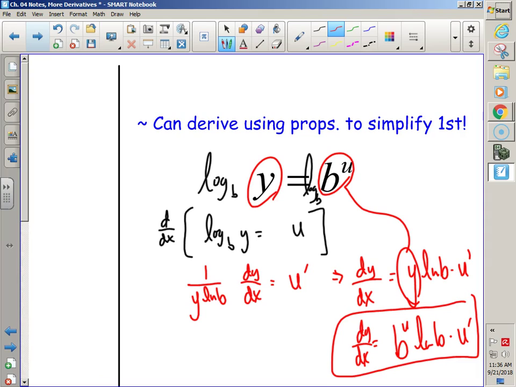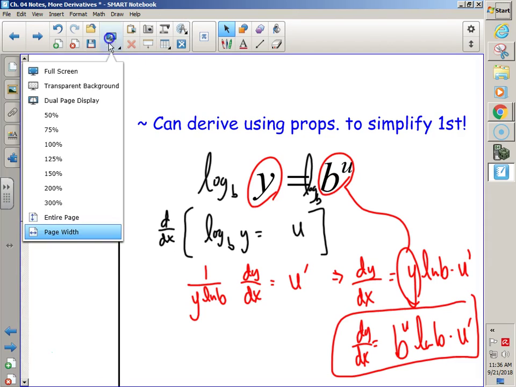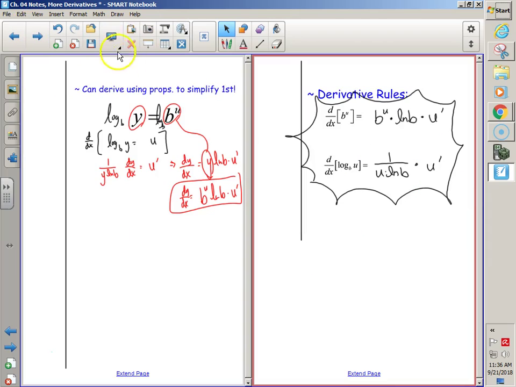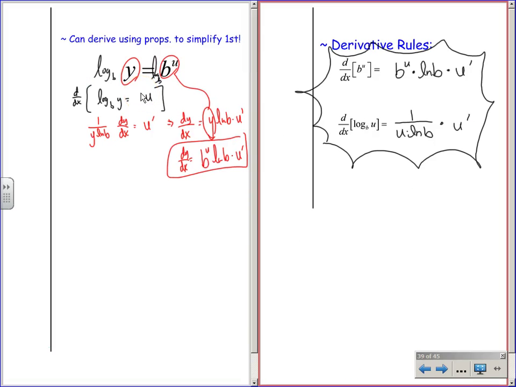So both b to the u and log base b of u are super similar to the other special exponential and special logarithmic functions. Log base b of x has a 1 over x. B to the u has a b to the u like e to the u does. They just have these extra little ln of b's, and you guys need to get straight where they go. So that way we don't mess them up. Does that make sense? So then with that, we have those derivative rules that some of you just do not like, but need to know. Derivative of b to the u is b to the u times ln of b times u prime. Derivative of log base b of u is 1 over u ln of b times u prime.